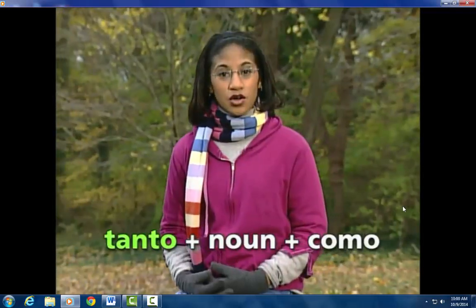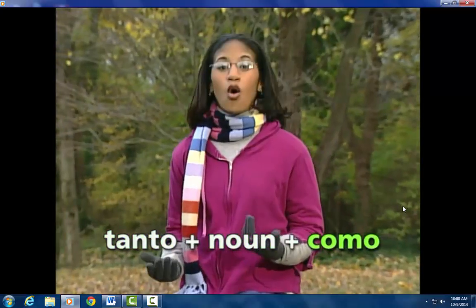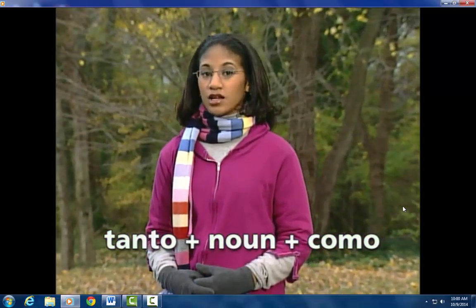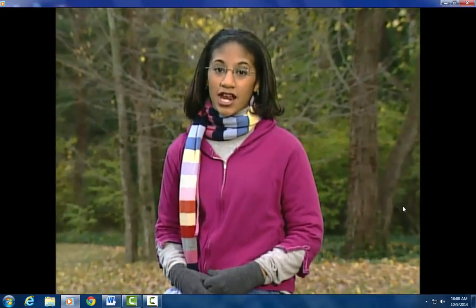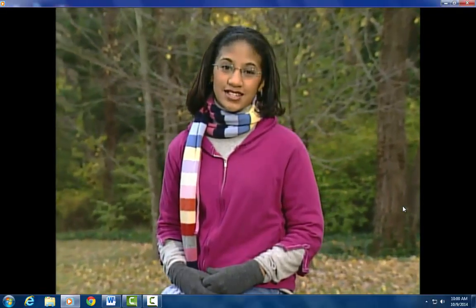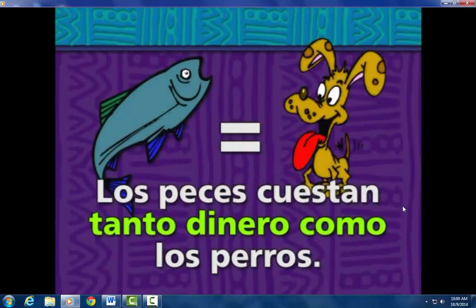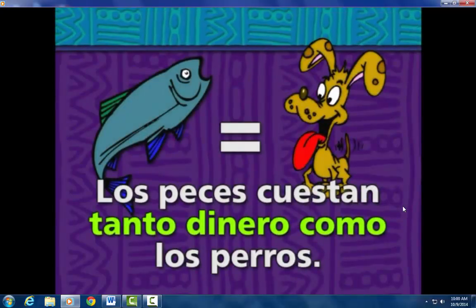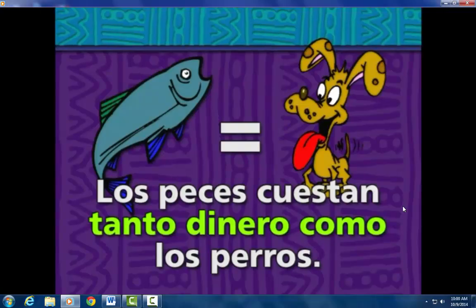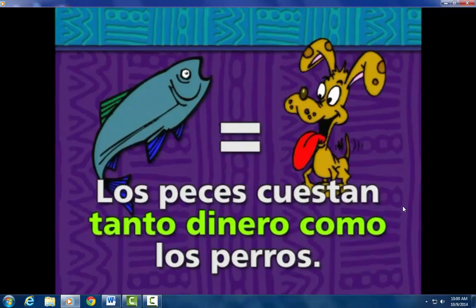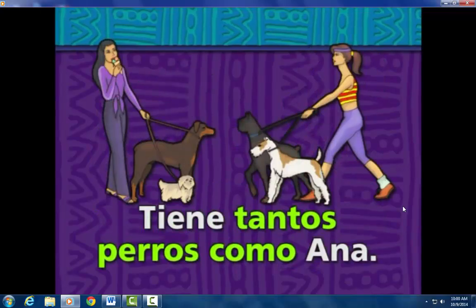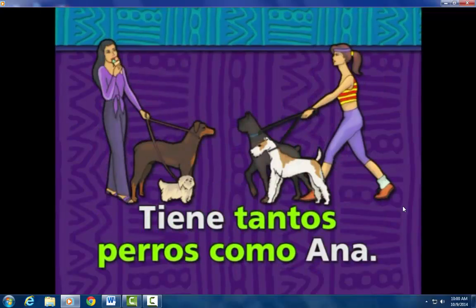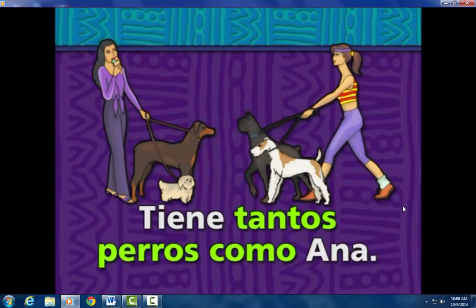We use tanto plus noun plus como when making comparisons of equality with nouns. But don't forget that tanto agrees in gender and number with the noun that follows it. For example, if we are saying fish cost as much money as dogs, we would say los peces cuestan tanto dinero como los perros. Now let's say she has as many dogs as Ana. Tiene tantos perros como Ana.